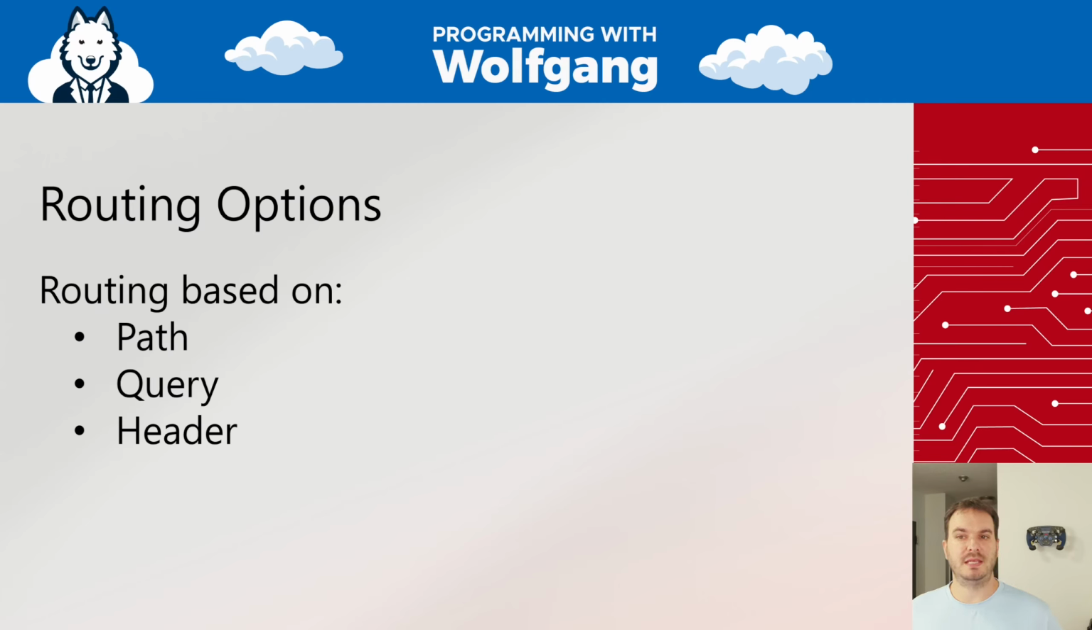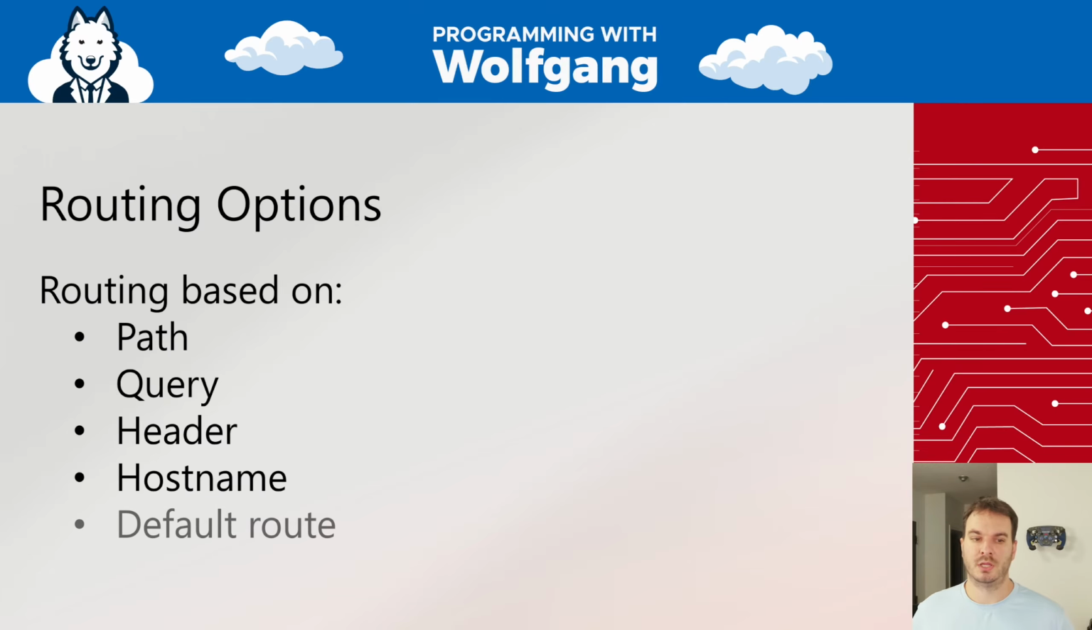We can do it based on a header. This can be useful if you have different front ends. For example, the header sends the user agent, and then you can send a mobile device to a different application than a desktop. Then obviously we can route based on the host name. So if I have my URL abc.com, I will route it somewhere else than my company 123.com. Lastly, we have a default route. If none of the routes before match the rules, then everything else is sent to this default route.